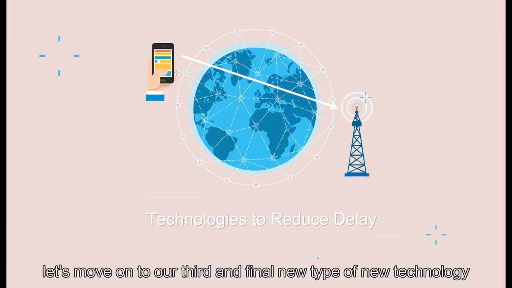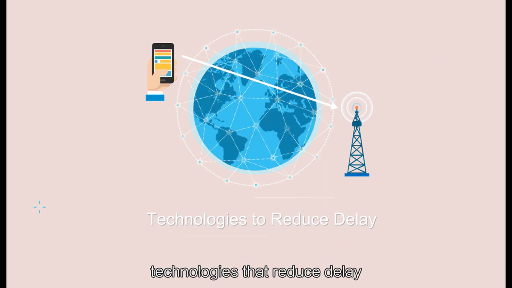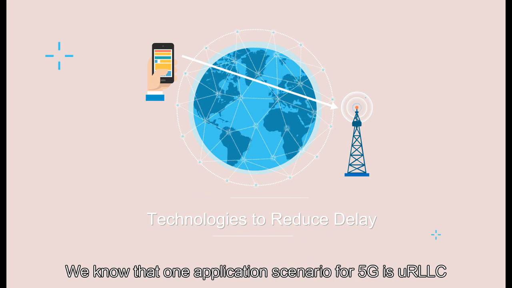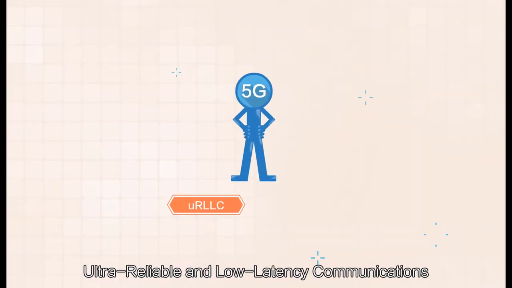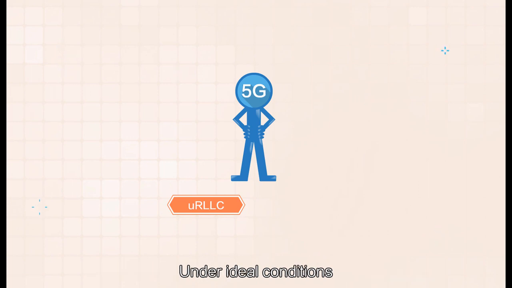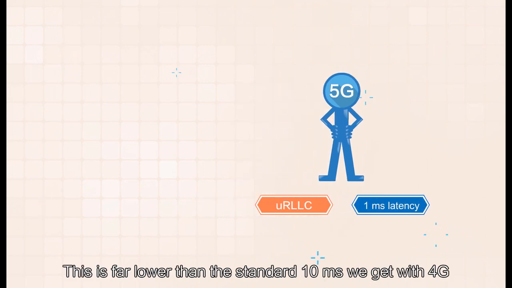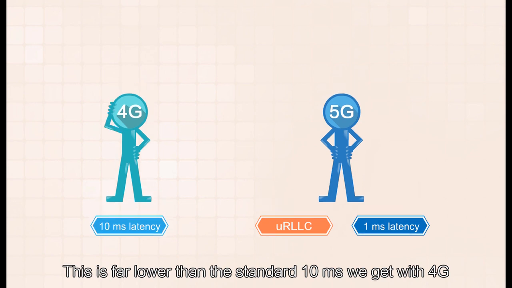And now, let's move on to our third and final new type of technology: technologies that reduce delay. We know that one application scenario for 5G is URLLC, ultra-reliable and low-latency communications. Under ideal conditions, the end-to-end latency can be as low as 1 millisecond. This is far lower than the standard 10 milliseconds we get with 4G.